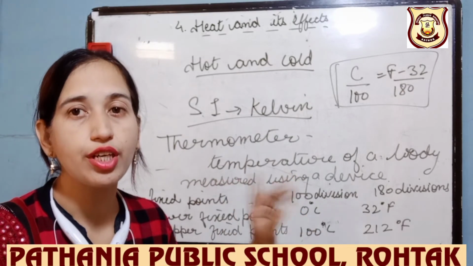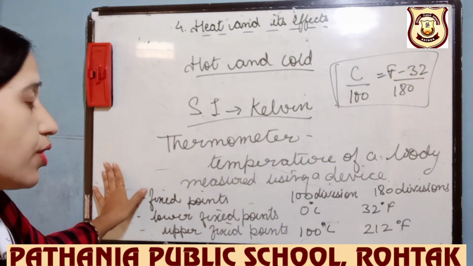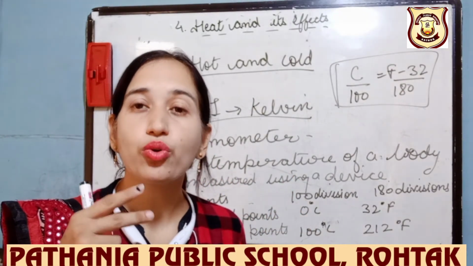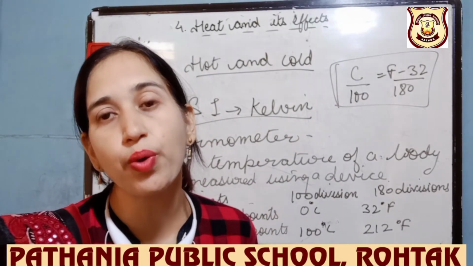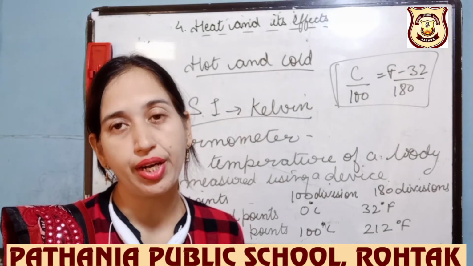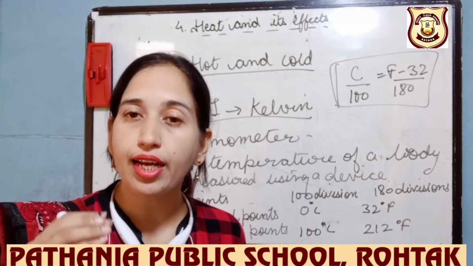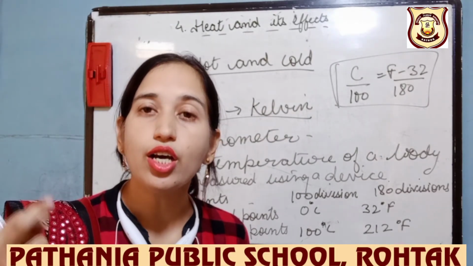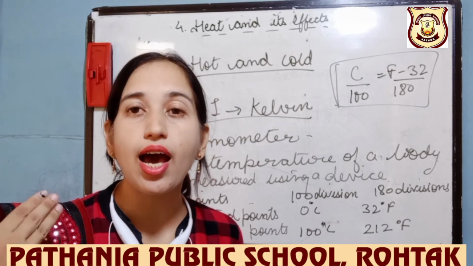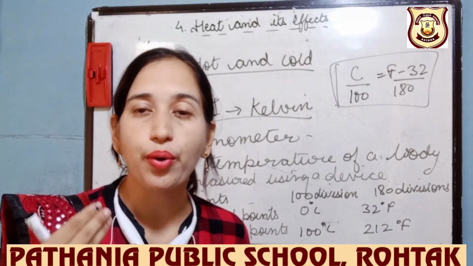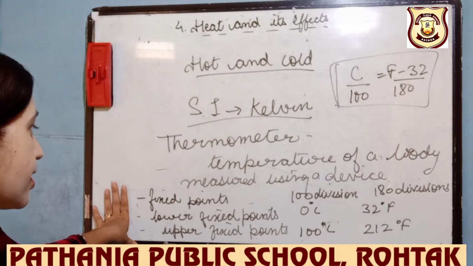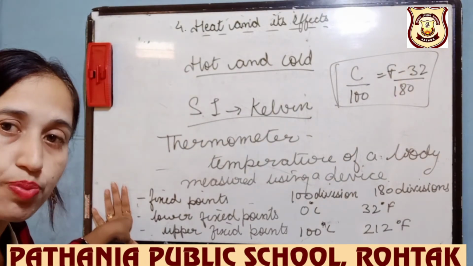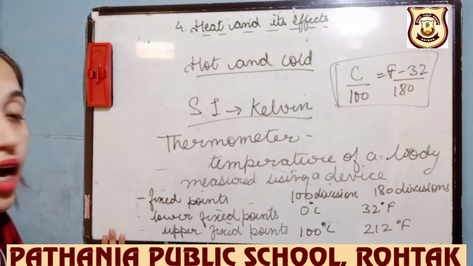We have done the definition. Now, there are two gradings, and in that the fixed points, the lower fixed point and the upper fixed point. Before starting that, I'd like to tell you 3 units are there: Celsius, Kelvin and Fahrenheit scale, sorry. First is Celsius. In Celsius, 2 fixed points are there: the lower fixed point and the upper fixed point.